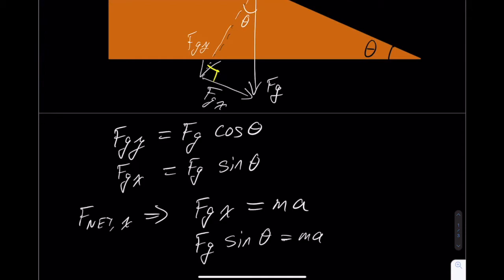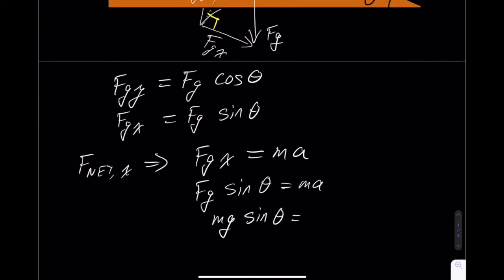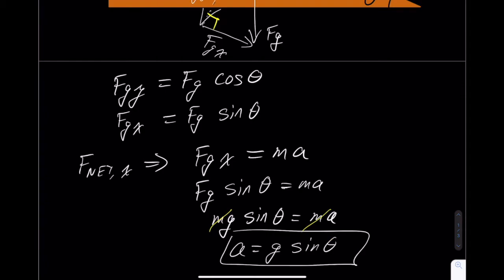Now we also know that the force of gravity is the mass of the object times the acceleration due to gravity, so that gives us mg sine theta is equal to ma. And since there's a mass on both sides of the equation, I can divide both sides by mass, and the mass cancels out. So that tells me that the acceleration of a block on a frictionless ramp is equal to g times the sine of the angle of the ramp. And so the mass of the block does not affect the acceleration, which is interesting.